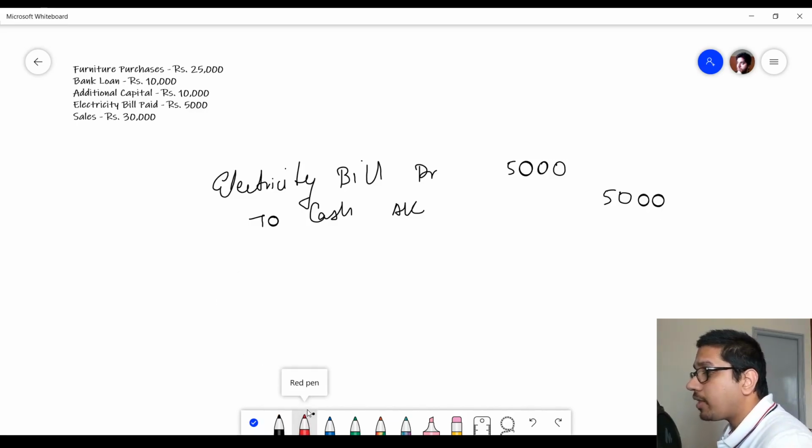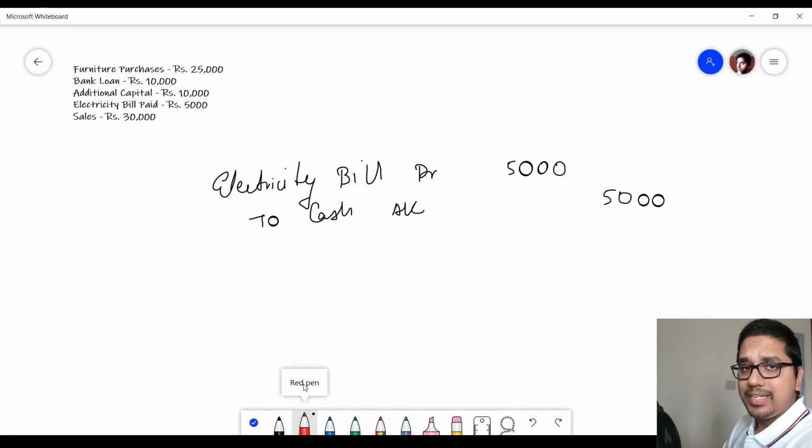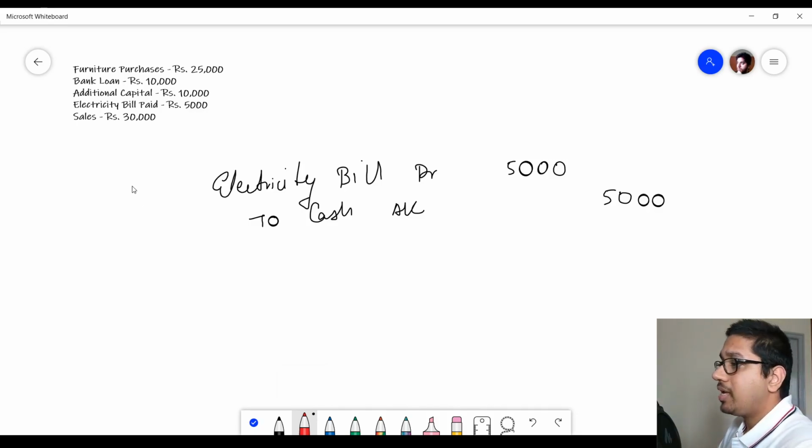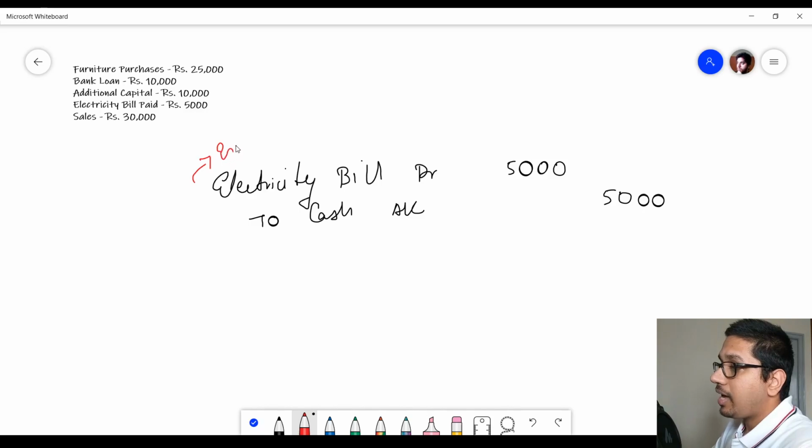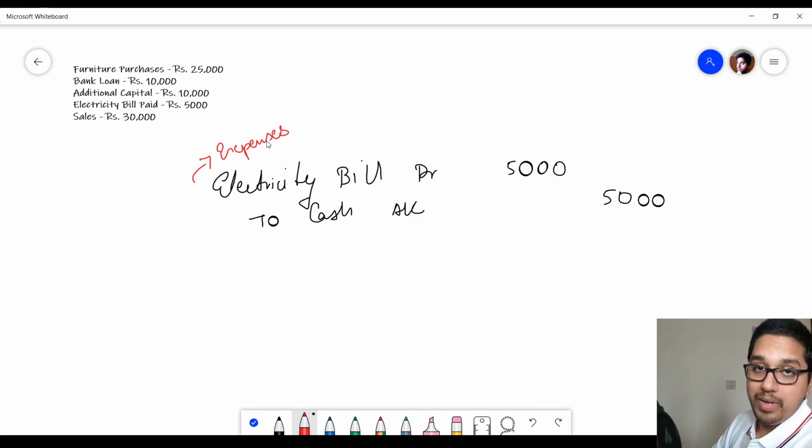So the reason and the logic of identifying what electricity is, or what any other expense is: if it says paid, it means the expense has already been paid, or the expense is being cleared off from the books of accounts. So the electricity bill which was due has been paid, and hence all expenses have to be debited in case of an increase or if the payment has been made.